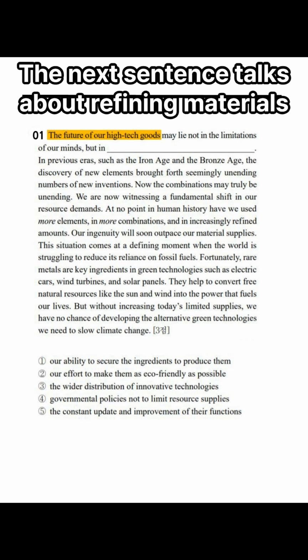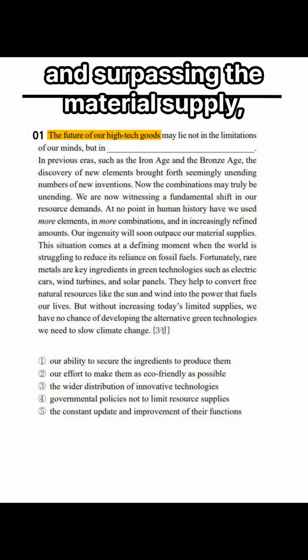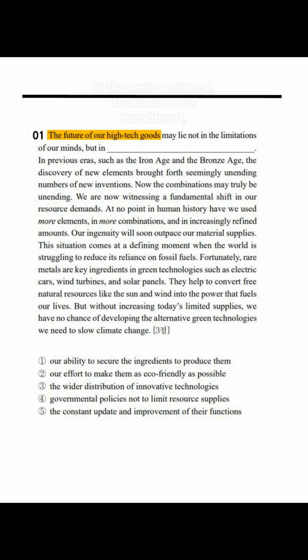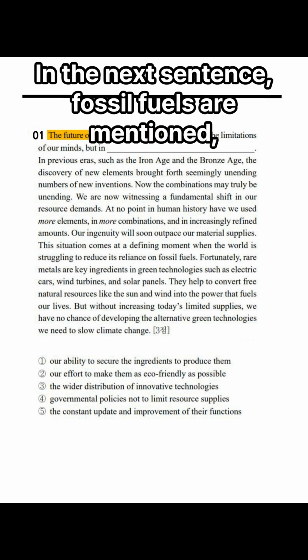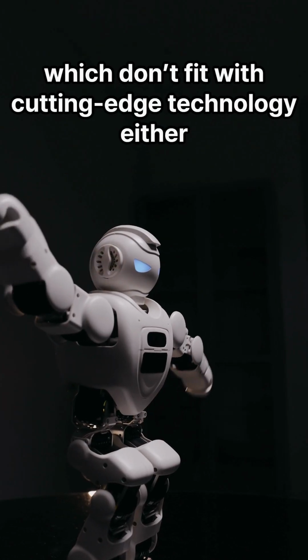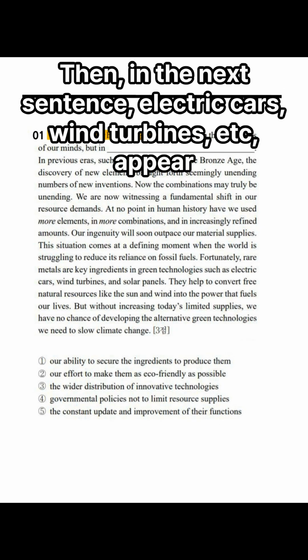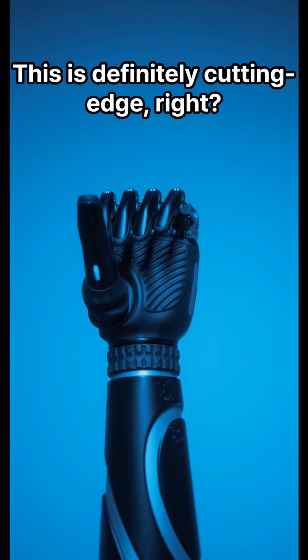The next sentence talks about refining materials and surpassing the material supply, which also has nothing to do with cutting edge technology. In the next sentence, fossil fuels are mentioned, which don't fit with cutting edge technology either. Then, in the next sentence, electric cars, wind turbines, etc. appear. This is definitely cutting edge, right?